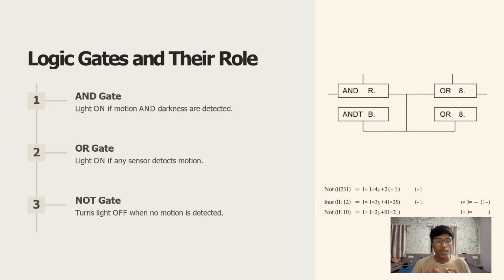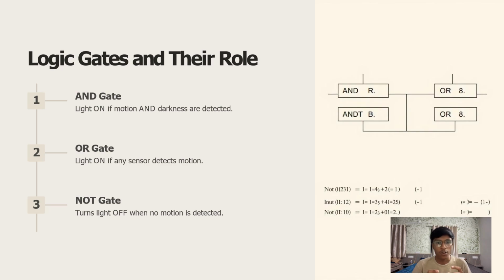Now I will explain the logic gates and their role in our product. Here we have used three logic gates: AND gate, OR gate, and NOT gate. In case of the AND gate, the output will be 1 when both the inputs are 1. In case of the OR gate, the output will be 1 if any of the inputs is 1. In case of the NOT gate, the output will be 1 if the input is 0, and the output will be 0 if the input is 1.